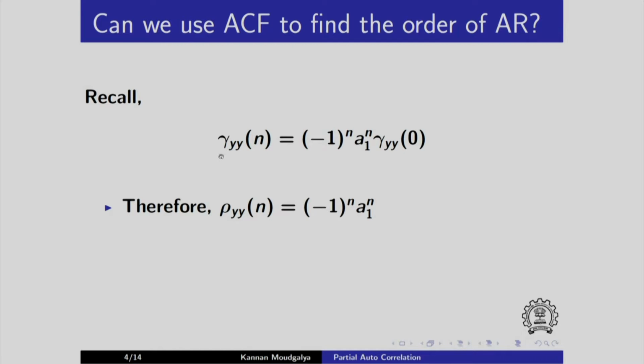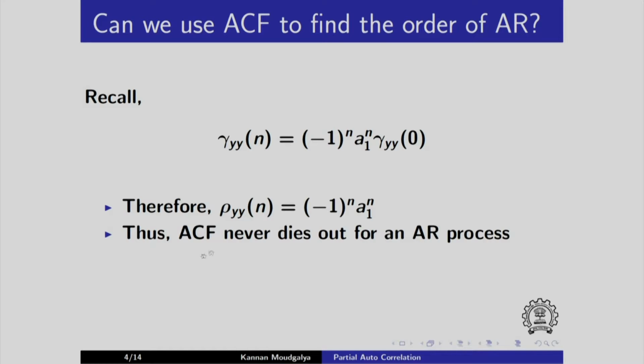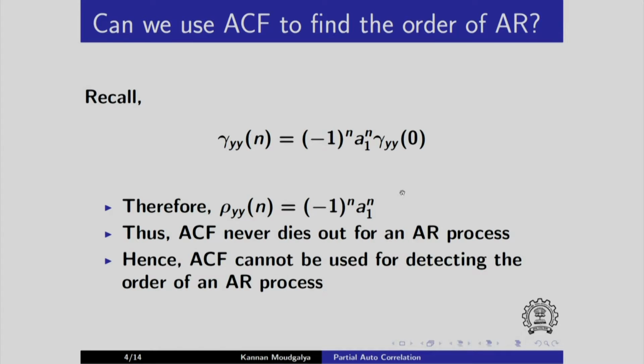Therefore, when I scale this by gamma yy of 0, dividing both sides by gamma yy of 0, I get this expression. As a result, ACF never dies for an AR process. It is a slowly decaying function. Hence, ACF cannot be used for detecting the order of an AR process.